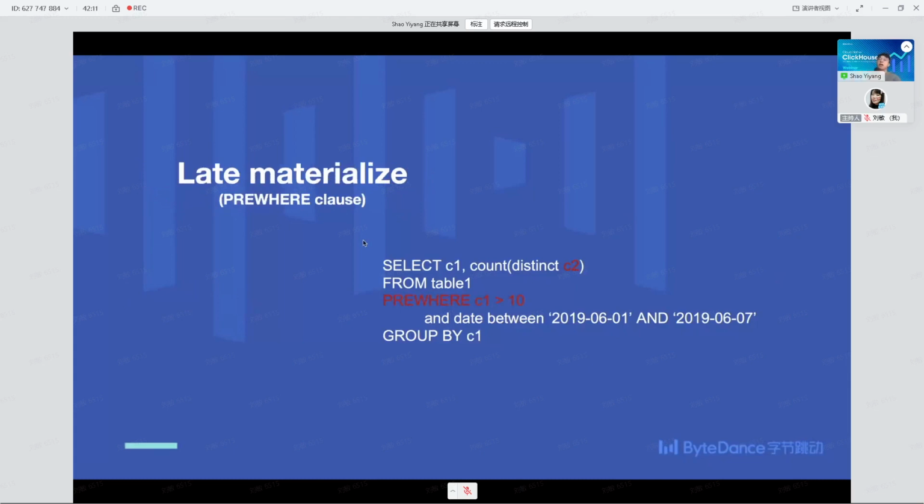Another thing is late materialization. So we have this PREWHERE clause. How does it work? Because C1 larger than 10 is one of the conditions, it will only read through the rows that satisfy this condition. When ClickHouse knows that you have this filtering, it will also ignore all the unrelated data in column 2. Because you add this filter for C1, it actually also works on C2. You also read less data in column 2.